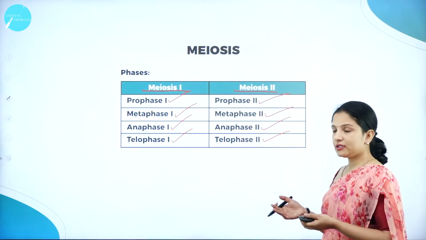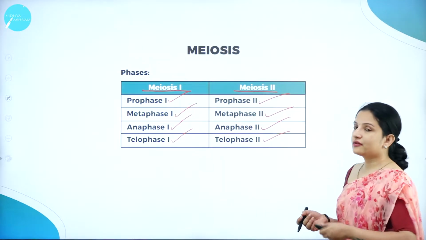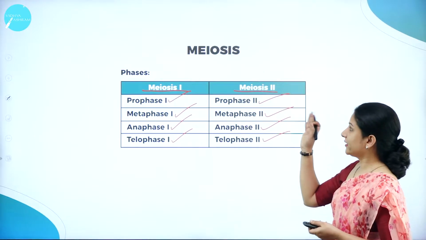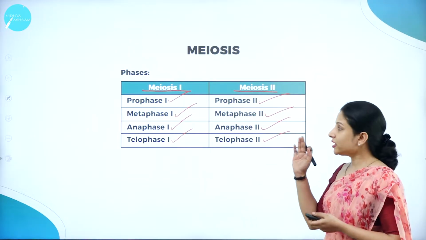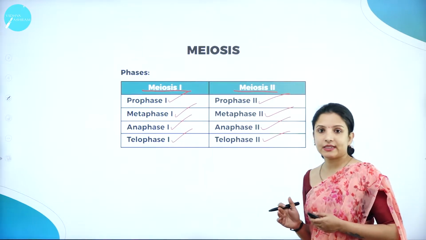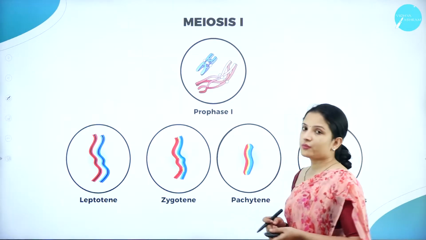And finally, the division. So these are the different phases of cell division that occur under meiosis 1 and meiosis 2. Each of these we shall discuss in detail now. So first, talking about meiosis 1.